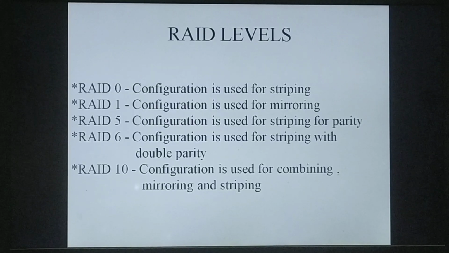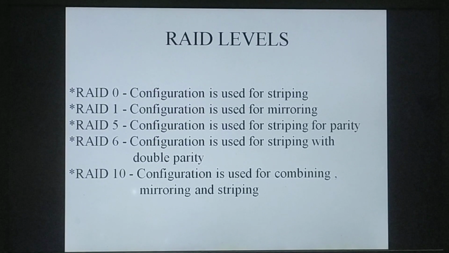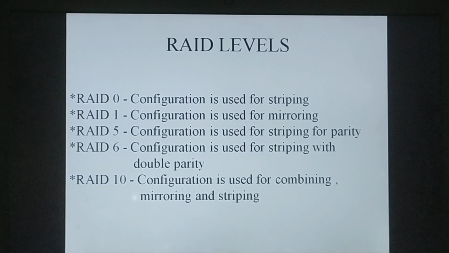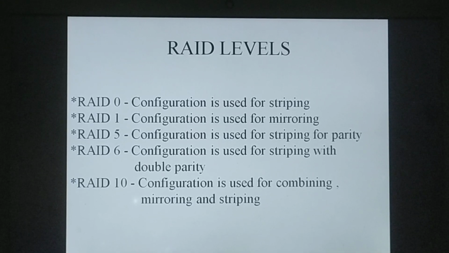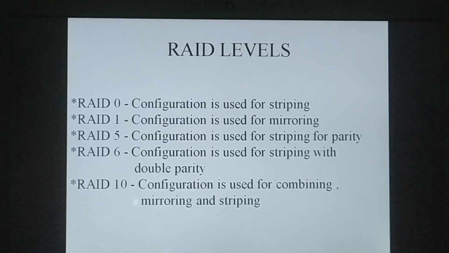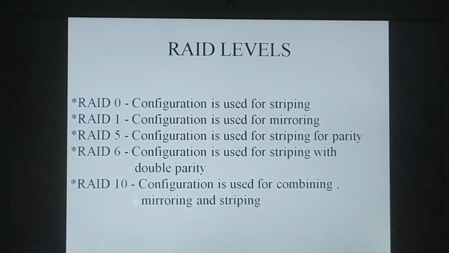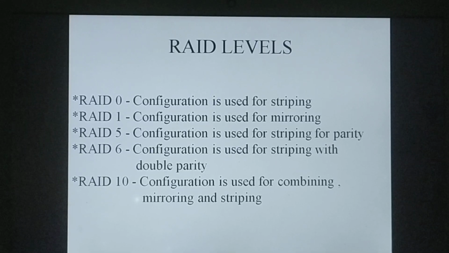Next we move on to types of RAID. That is RAID 0, RAID 1, RAID 5, RAID 6 and RAID 10. RAID 0 is the configuration used for striping. RAID 1 is the configuration used for mirroring. RAID 5 is the configuration that is used for striping with parity. RAID 6 is the configuration for striping with double parity. And the last one, RAID 10, is the configuration used for combining mirroring and striping.